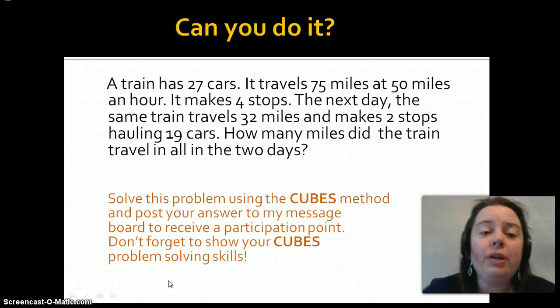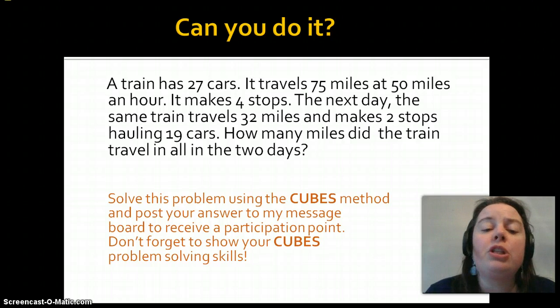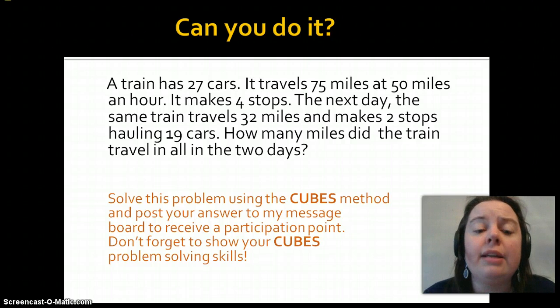So now can you do it? A train has 27 cars. It travels 75 miles at 50 miles an hour. It makes 4 stops. The next day, the same train travels 32 miles and makes 2 stops, hauling 19 cars. How many miles did the train travel in all in the 2 days?